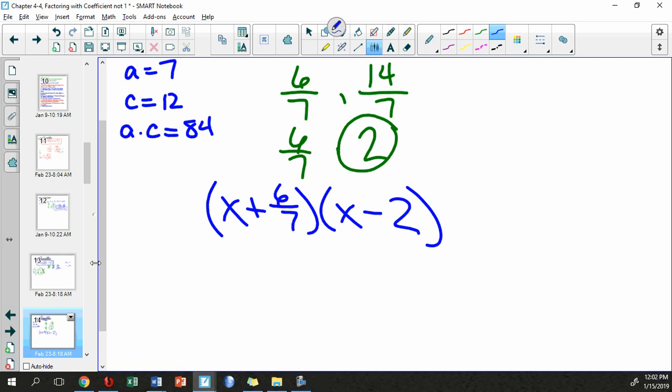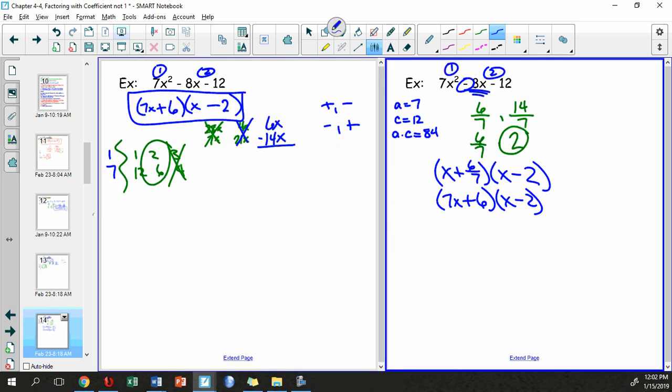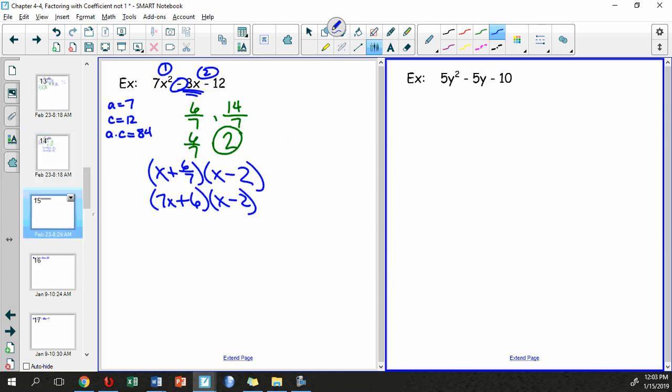The 7, is it allowed to stay there? No, so that's going to give you a 7x plus 6 times an x minus 2. Same exact problem, done 2 different ways. The process works both times. Yes? Okay. A couple more examples. We're not going to do them all.